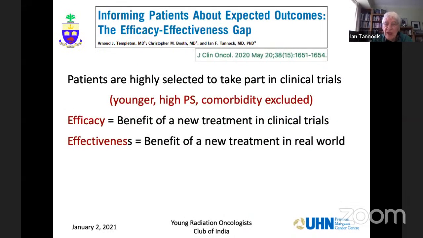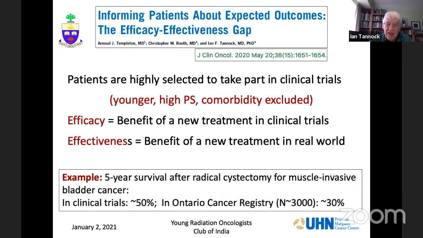So we wrote about recently, this has actually just come out, this efficacy effectiveness gap. And we should be telling patients about this. When we go and approach patients and estimate how well they'll do, we often look at the result of a trial. But we need to adjust that because patients don't do as well as in trials. They're younger in trials and they're selected. So I've already defined efficacy and effectiveness.